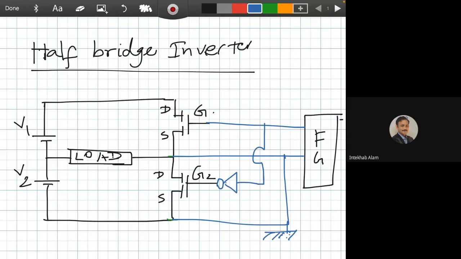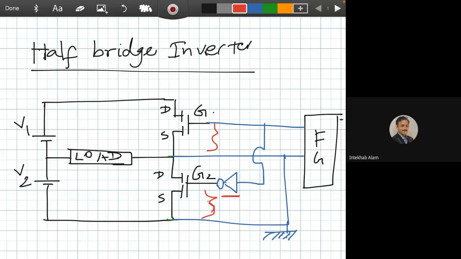We need to apply a voltage in between this point and between this point. So applying these two voltages, we can switch on. And here I have used an inverter.